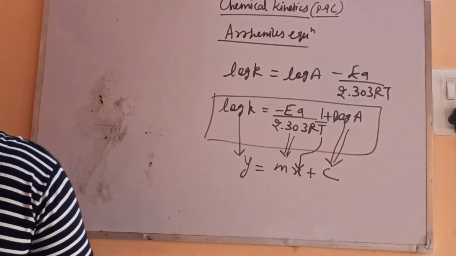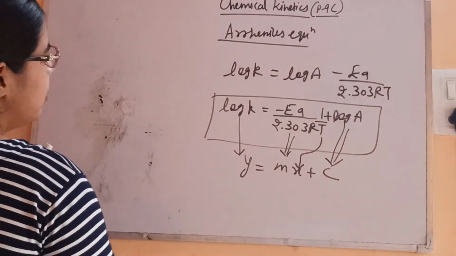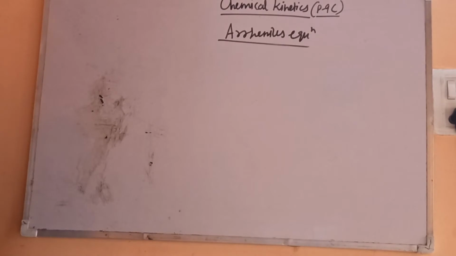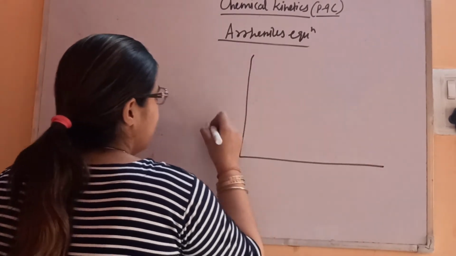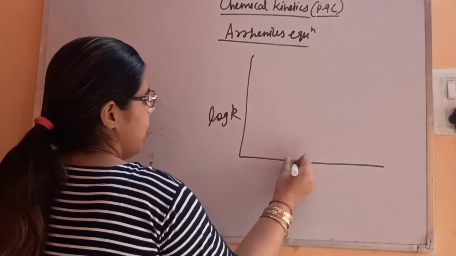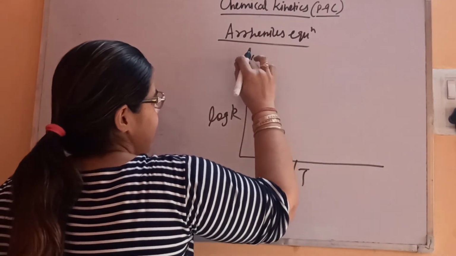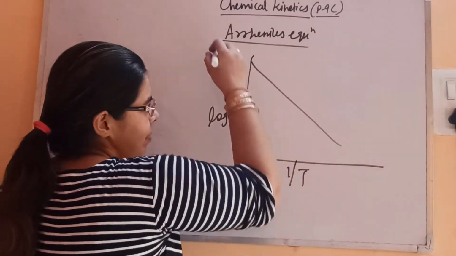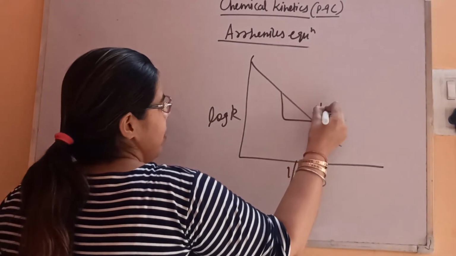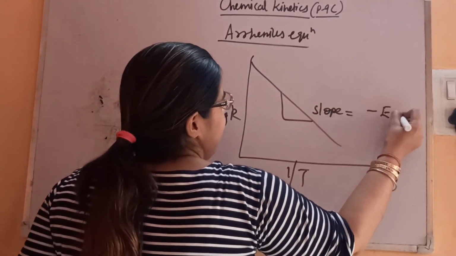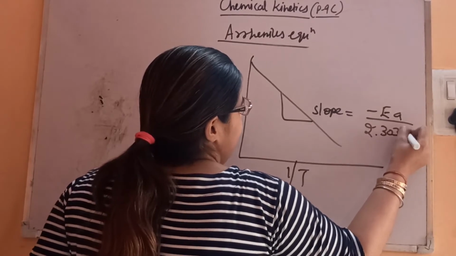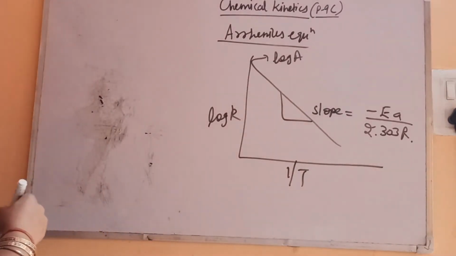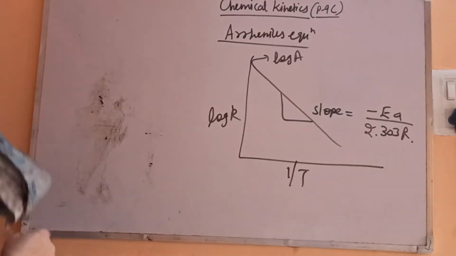So let's see the nature of the graph. Let's plot the graph between log K versus 1 by T. It is not passing through the origin, its intercept is not 0 and slope is negative, that's why it is downward. And this is the slope, minus EA upon 2.303 R. This is very important, and this is the intercept, that is log A. So this is the straight line graph for the Arrhenius equation.